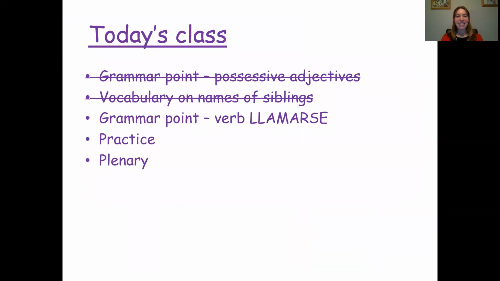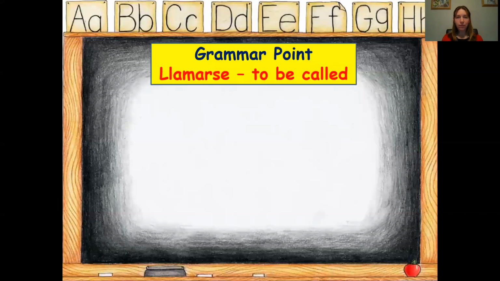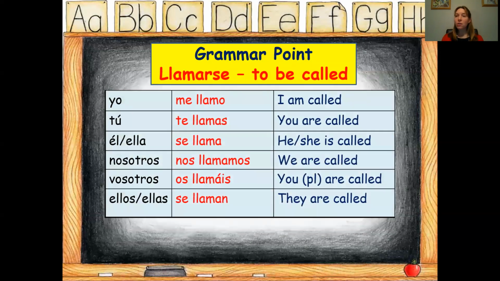Well done. So we'll now move on to the grammar point on the verb llamarse. So the verb llamarse means to be called. And you can see here how it's conjugated. So once again, I'll say it. I'd like you to pause me and repeat. Me llamo. Te llamas. Se llama. Nos llamamos. Os llamáis. And se llaman. Okay? So hopefully you can practice that.